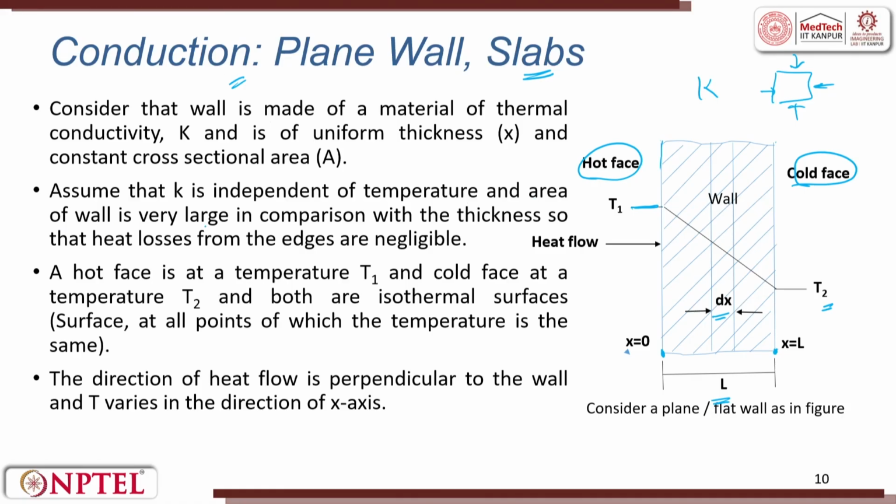The area of the wall is very large in comparison with the thickness, so that heat loss from the edges is negligible. The hot face is at T1 and the cold face is at T2, and both are isothermal surfaces, at all points of which the temperature is the same. Throughout here the temperature will be T1, and here it will be T2. The heat flow is perpendicular to the wall, and T varies along the x direction, from x equal to 0 to x equal to L.